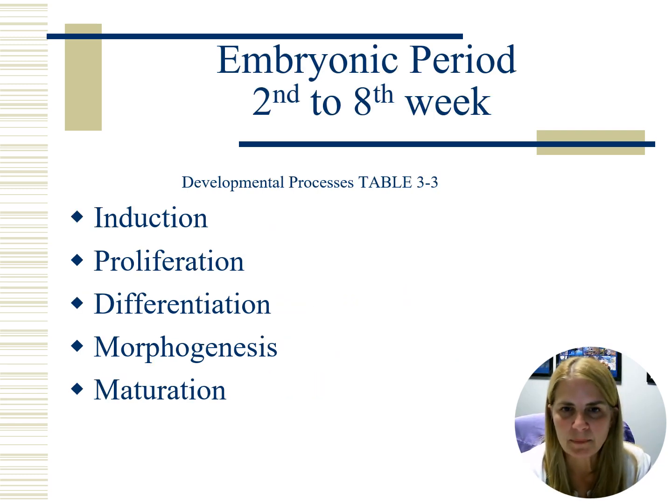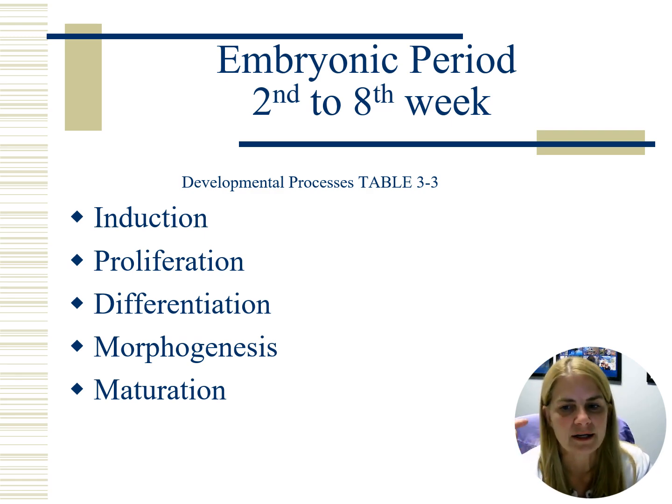During the embryonic period, which is the 2nd through 8th week, birth defects are more common. During this time period, we have specifically induction, proliferation, differentiation, and morphogenesis that happen before the full attainment of adult size and function within the maturation stage. You have to know these in order.